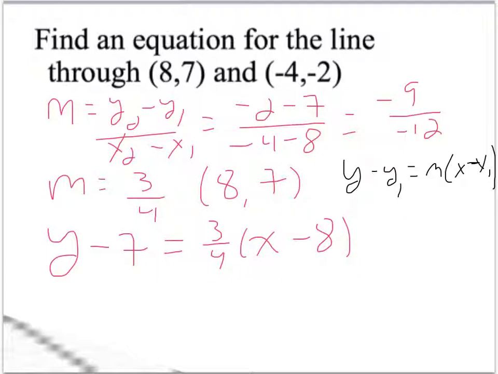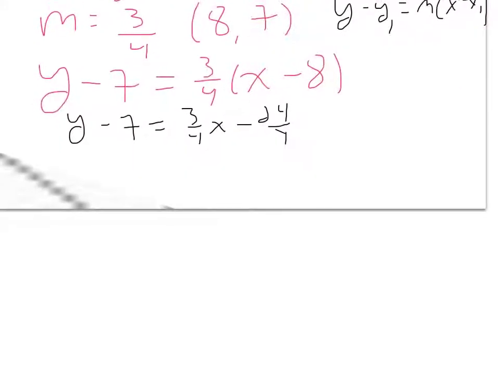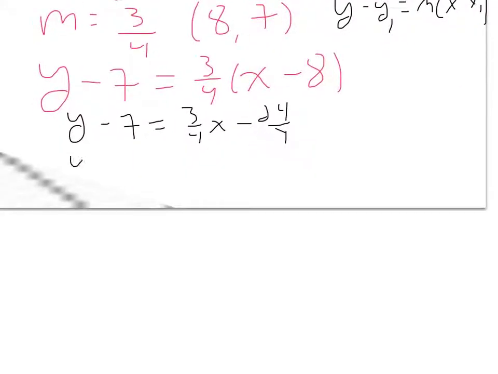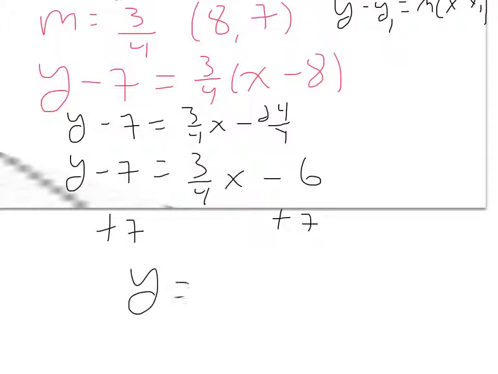equation. So now I distribute, so I get y minus 7 equals 3/4 x minus 24 over 4. What I get now is y minus 7 equals 3/4 x minus 6. Then I add 7 to both sides, and so now my equation is y equals 3/4 x plus 1.